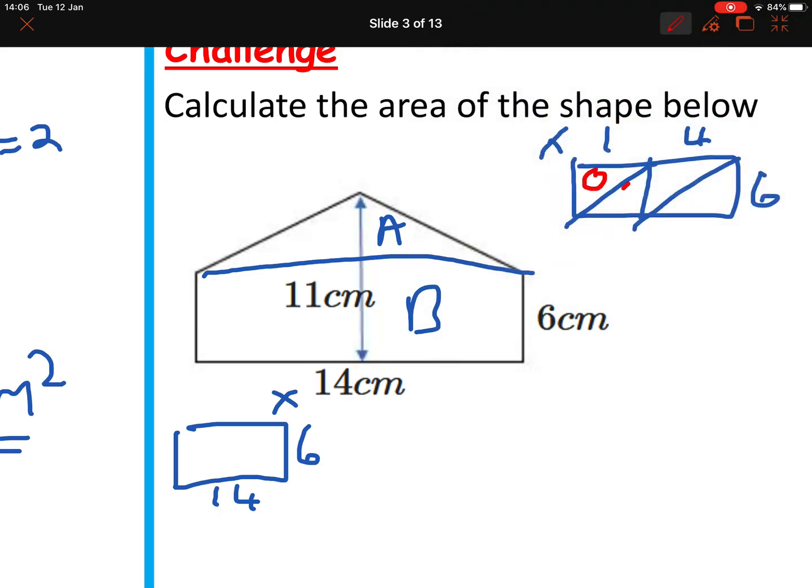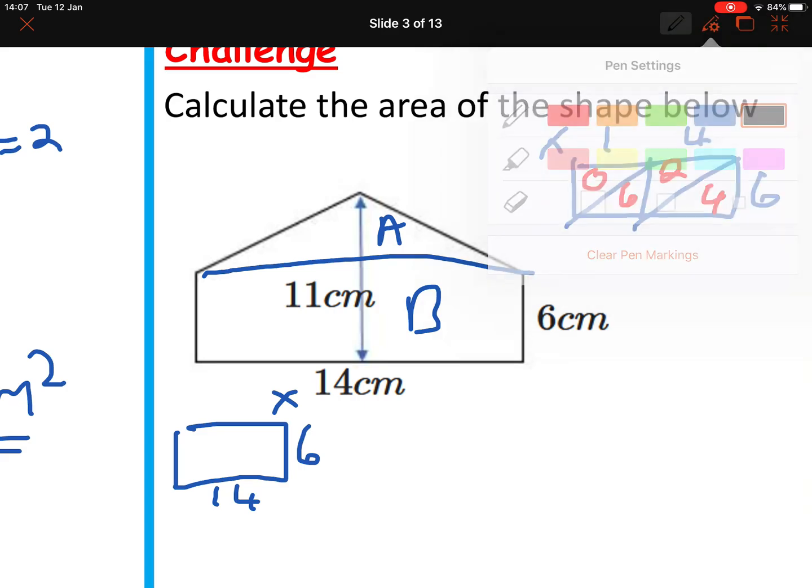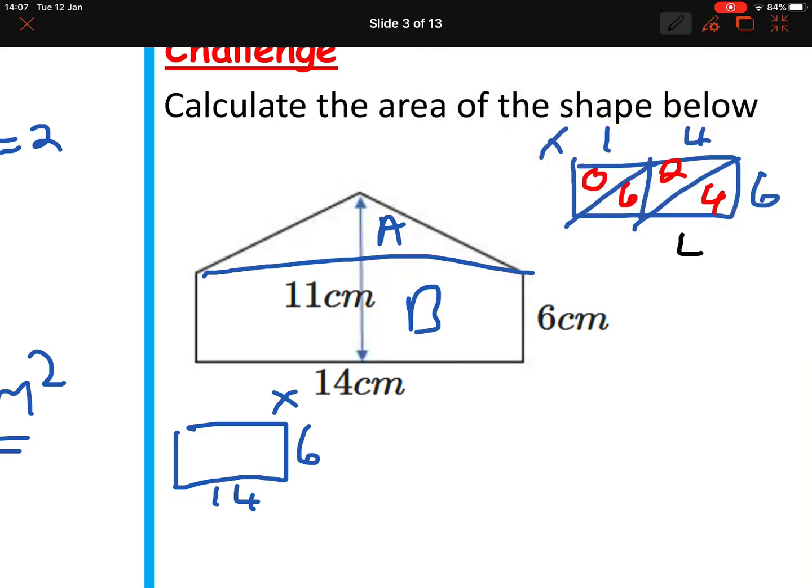So we're doing 14 multiplied by 6. So 1 times 6 would give us 6, no tens, and 6 units. 4 times 6 would give us 24. So when we go across, that's a 4 underneath. That's an 8 there, and we have 0. So that would give us just 84 centimeters squared.